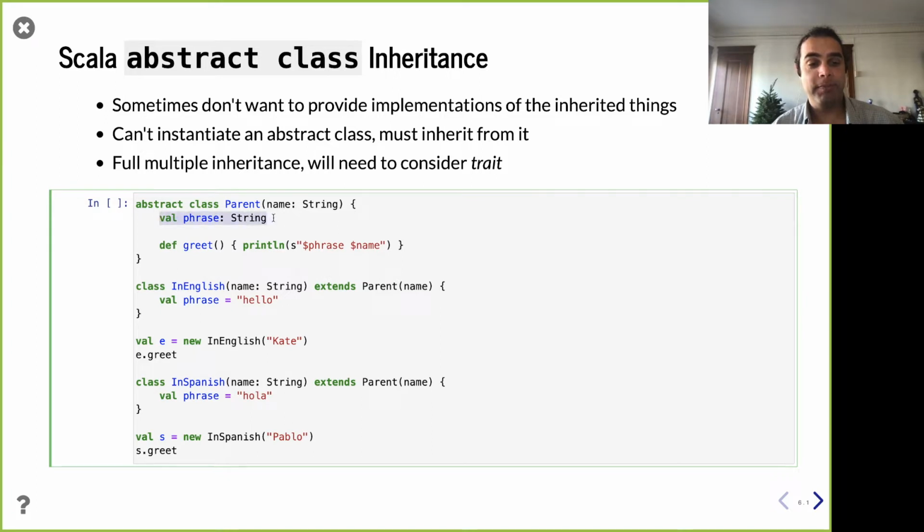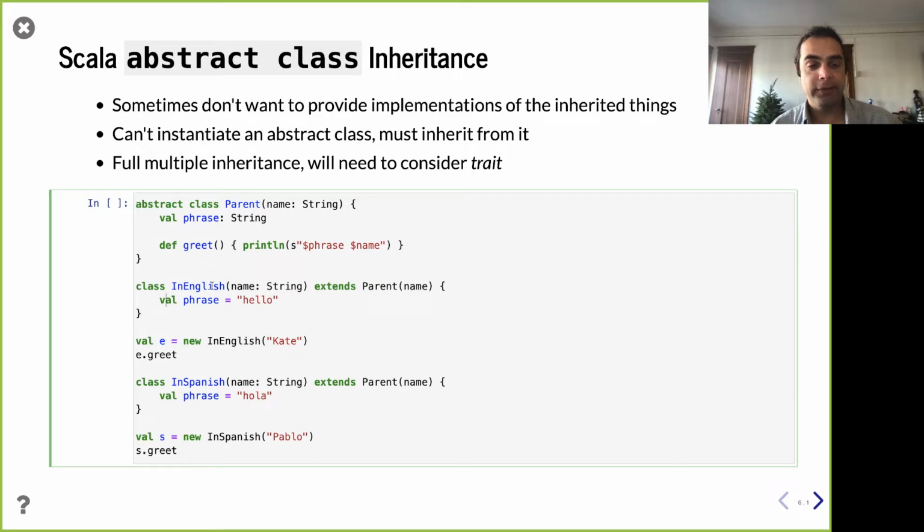We're saying, you know what? Things that inherit from this abstract class parent, they're going to have this field called phrase. So notice how in the child class, not only do we assign a value to it, we don't even have to call override, right? That's a little surprising, but yes, this is going to work.